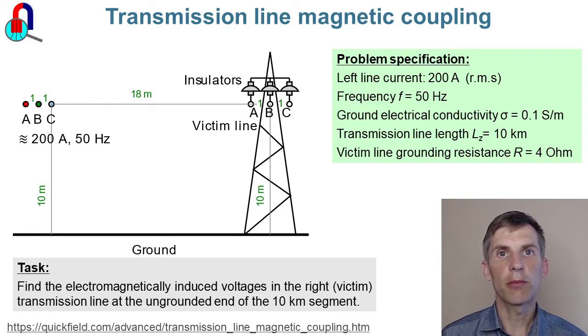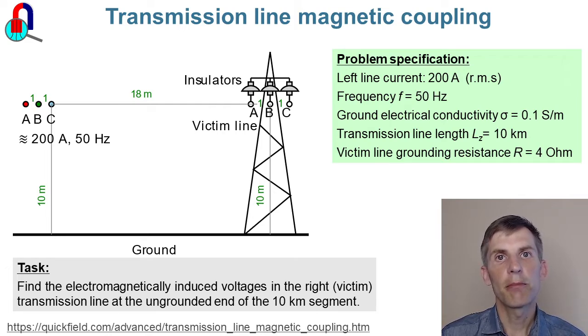Transmission line magnetic coupling. There are two transmission lines going side by side for 10 kilometers. The left line is energized and the right line is under maintenance. It is grounded at the beginning of the segment and open circuit on the other side.